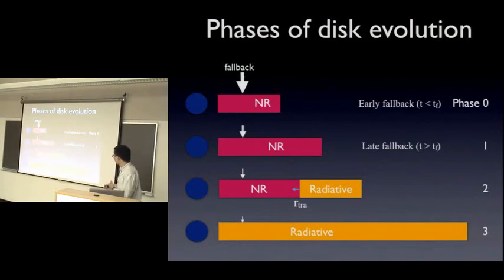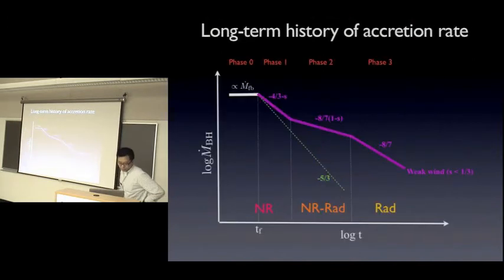So the later 3 phases are just described in the previous slide. So the final result will be the schematic diagram for the final accretion rate onto the black hole. During phase 0, because the fallback rate either rises or is constant, it's a phase of disk building up. So the accretion rate should be dominated by the fallback rate. So I'm assuming that this is proportional to the fallback rate.